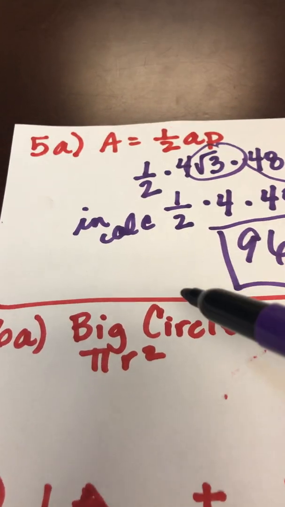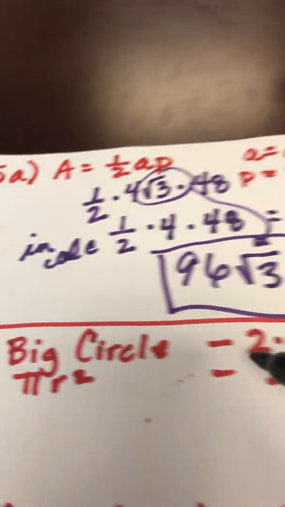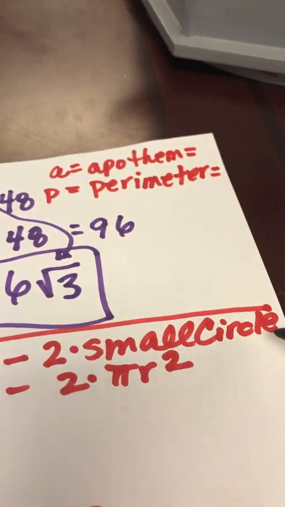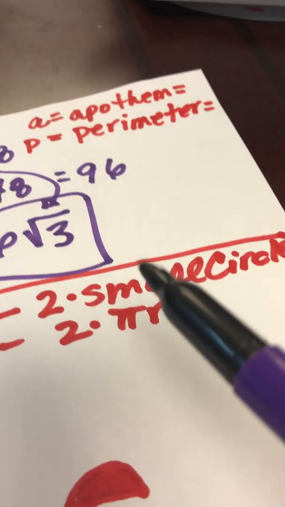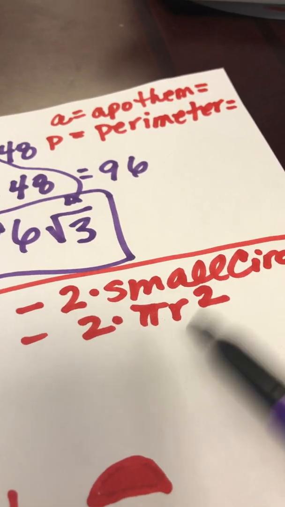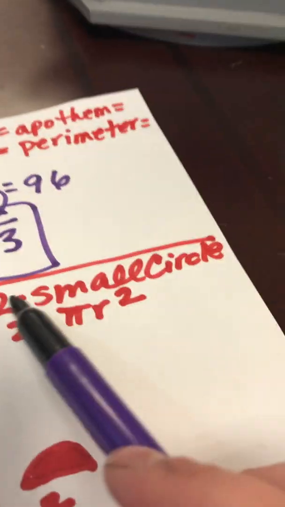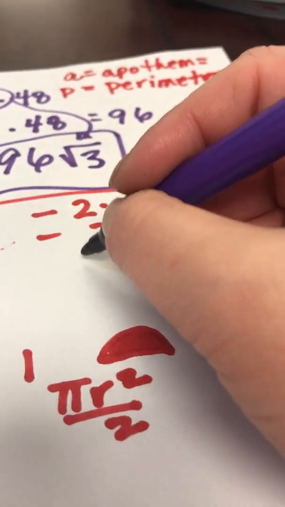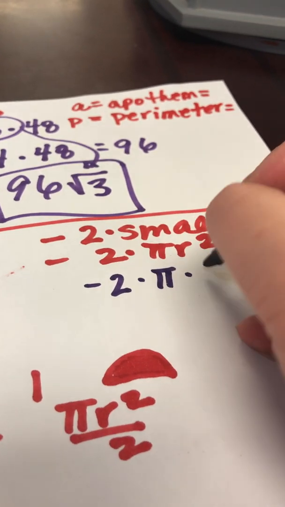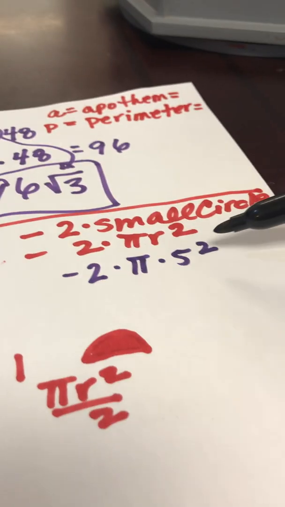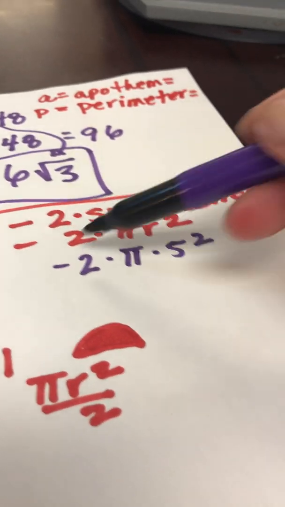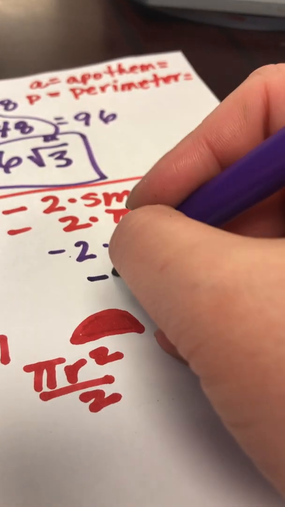So I'm going to take the area of the big circle, which is pi r squared, and then subtract off 2 of the smaller circles because there were 2 smaller circles. The small circle area is pi r squared, multiplied by 2. For the smaller circle, the radius is 5. So we're going to have -2 times pi times 5 squared. 5 squared is 25. 25 times -2 is -50 pi.